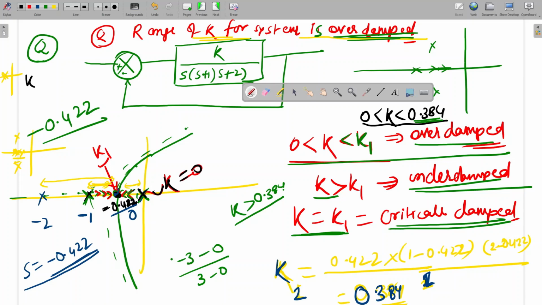This is the locus of the closed loop poles. It is moving. At some K1 value, both the poles are together on the real axis. So we can say that this is the maximum point at which the poles will be on the real axis. Is it clear?